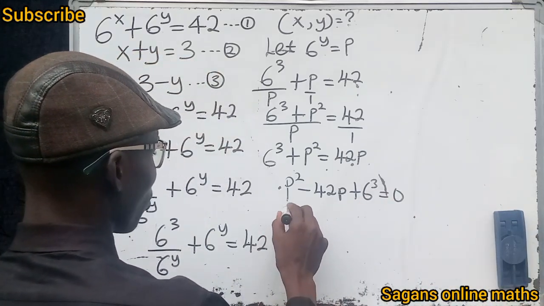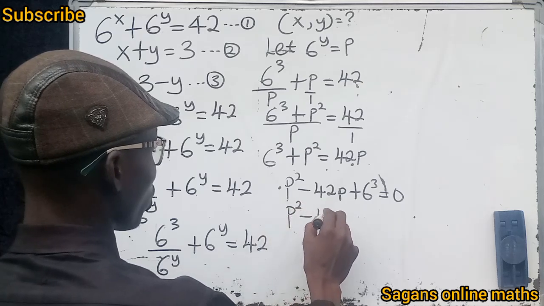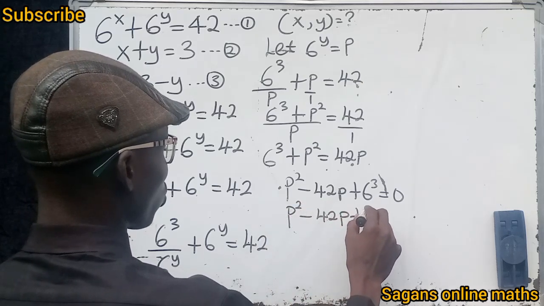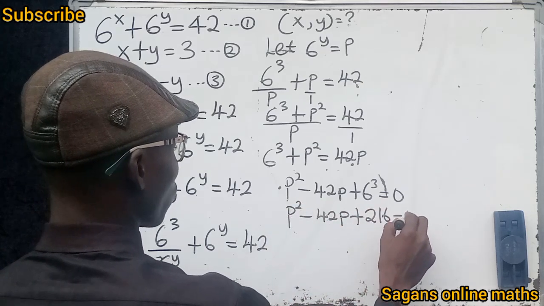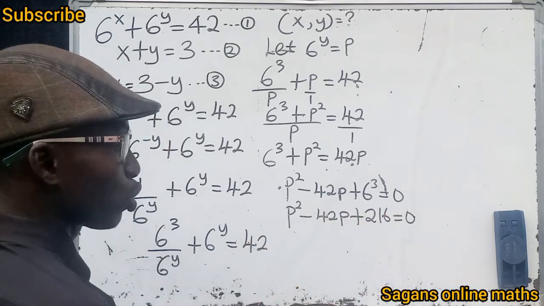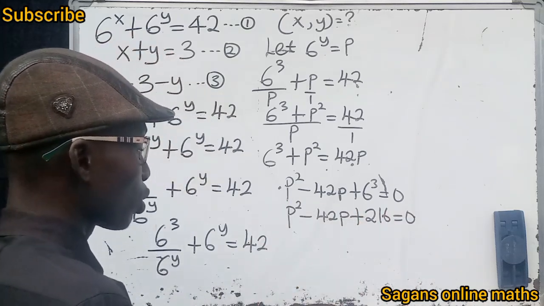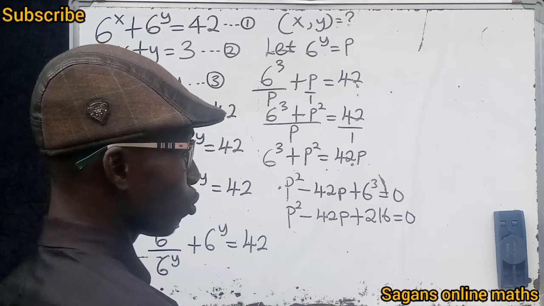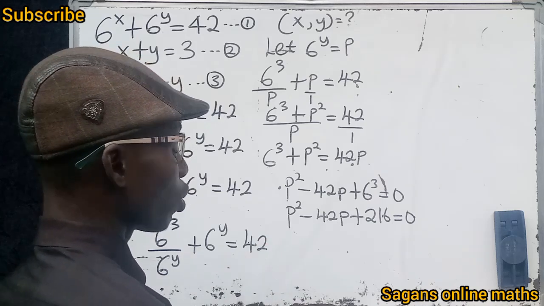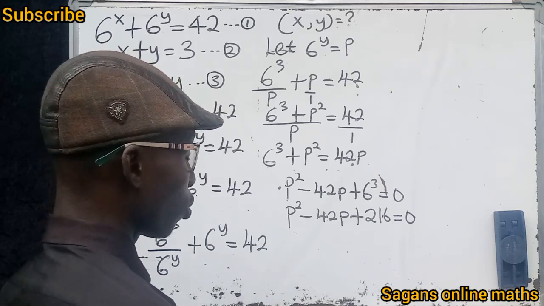So now see that p raised to the power of 2 minus 42p plus 216 equals to 0. This is a quadratic equation. Now let's think of two factors. When we multiply them, we have 216. We'll add them or subtract them. We have minus 42, which is the sum of the roots.